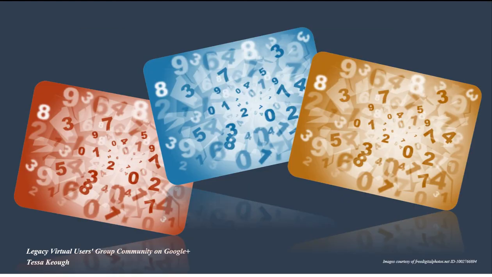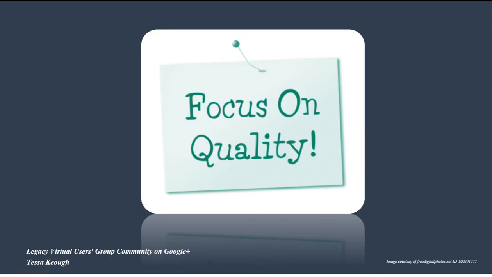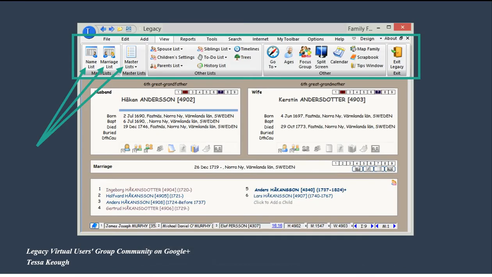But while it's interesting to see these numbers, let's remember that where our genealogy database is concerned, it's not a numbers game. Our focus should always be on quality over quantity. If you want to check the family file data behind the statistics in your Legacy program, there are a few lists or reports that we'll want to become familiar with, and most of them are located on the View ribbon, specifically the name list, the marriage list, and the master lists.